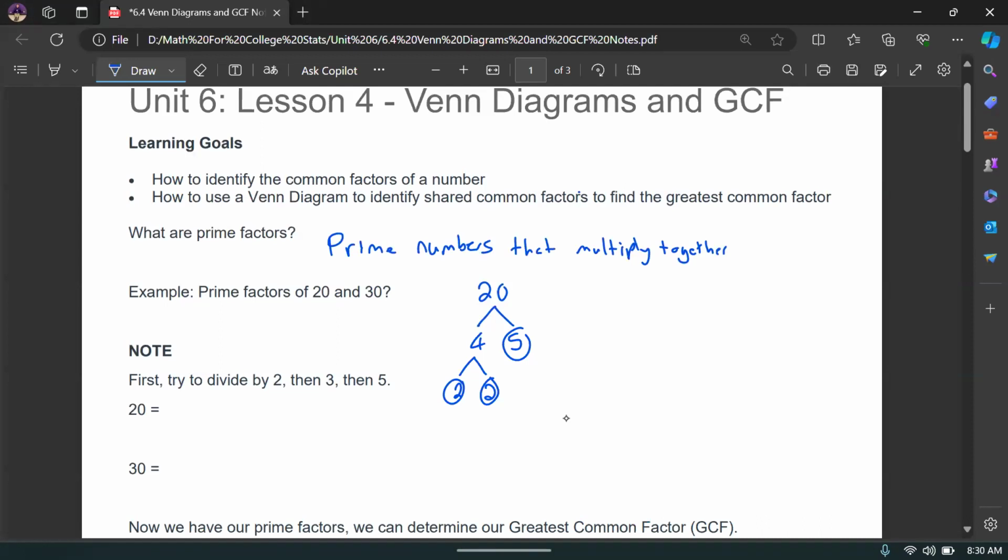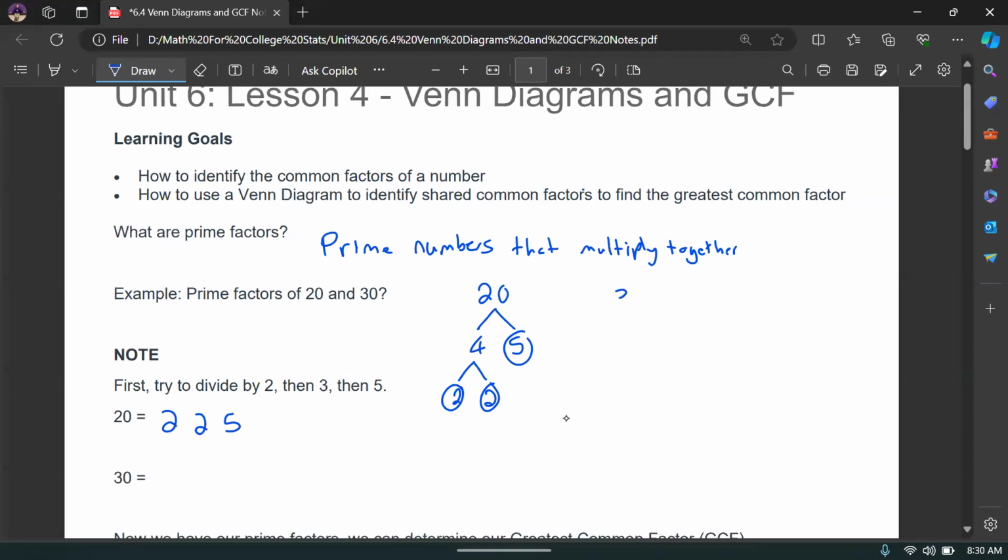So the prime factors of 20 are 2, 2, and 5. And if you multiplied those together, you would get 20. 2 times 2 times 5 does equal 20. So it's like breaking 20 down to its tiniest pieces, right, that make up 20. The prime factors that make up 20.